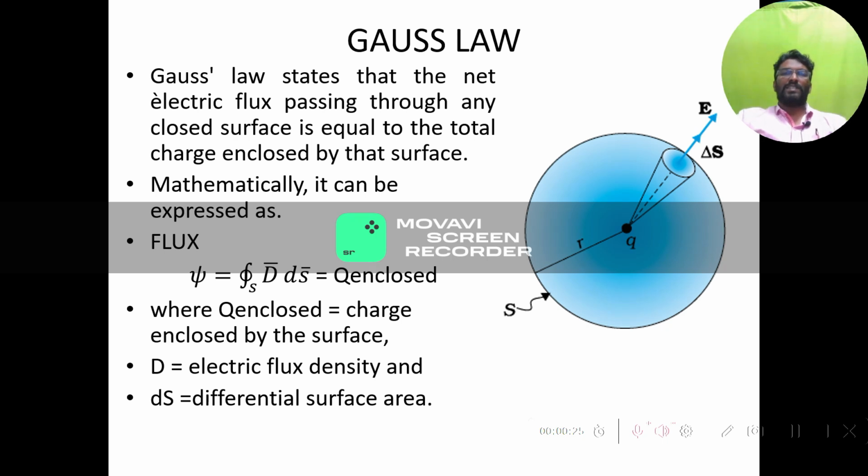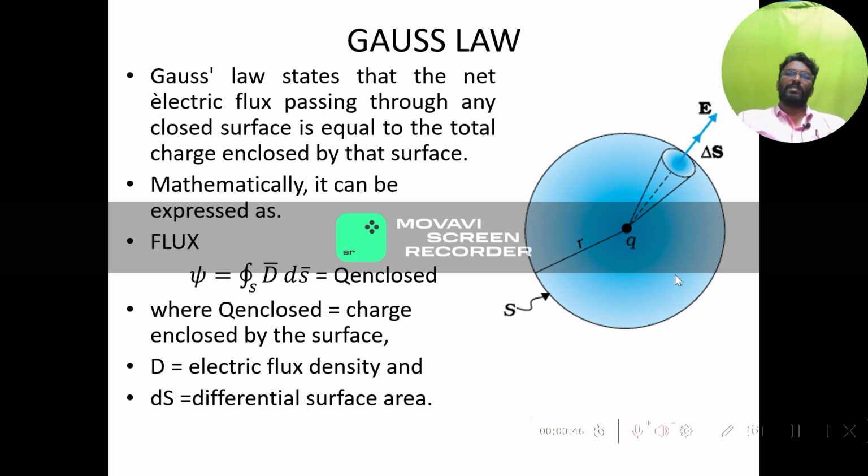Gauss law states that the net electric flux passing through any closed surface is equal to the total charge enclosed by that surface. Here in the figure we can see we consider a charge Q which is enclosed by a surface, nothing but the Gaussian surface.